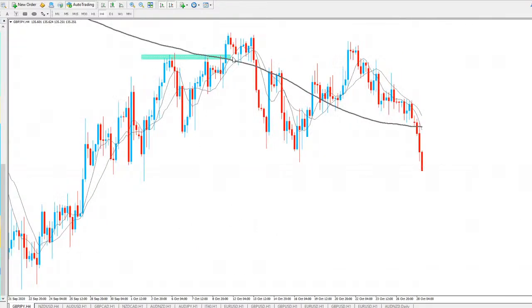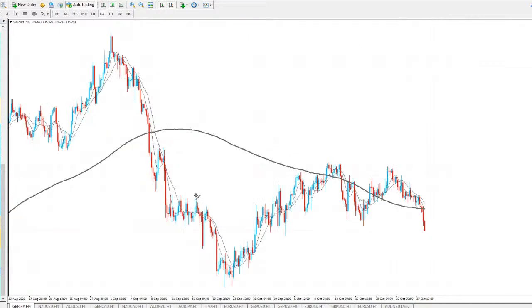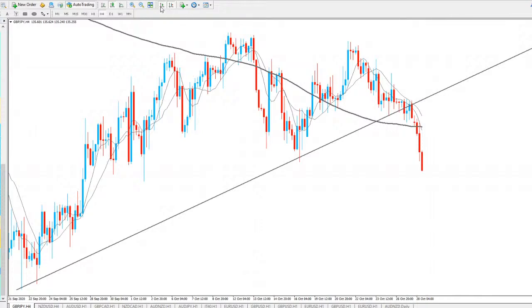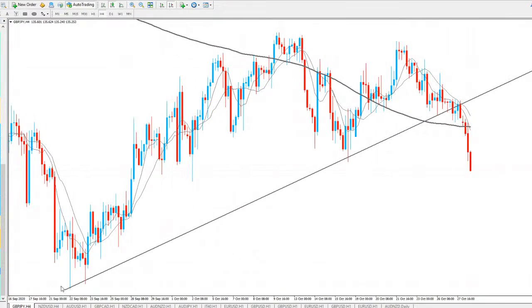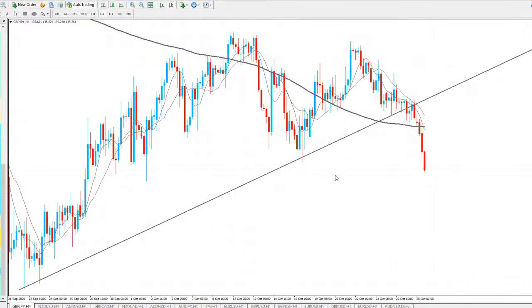GBPJPY, this one again looking very bearish, similar to GBPUSD, both looking bearish. We had this trend line going through the market here, and you can see on the 4H we saw price break that area. We had this trend line going up, got a couple of tests of the trend line there, a third test, and nonetheless we saw price break it to the downside, which we were expecting.